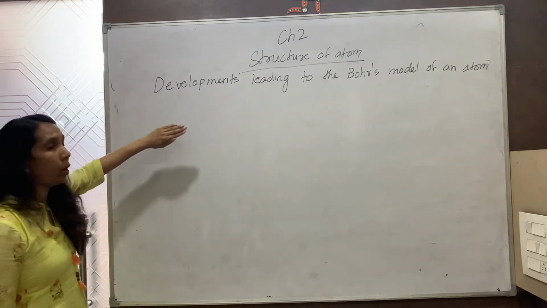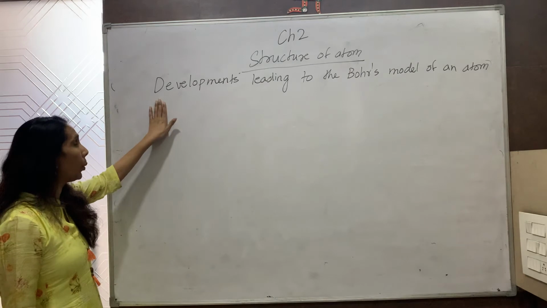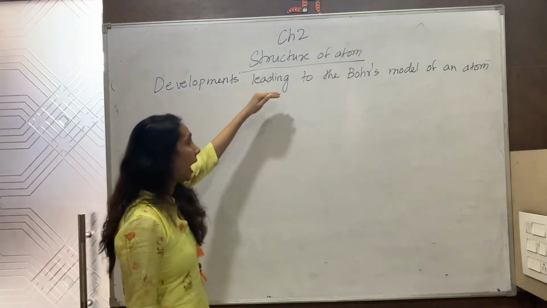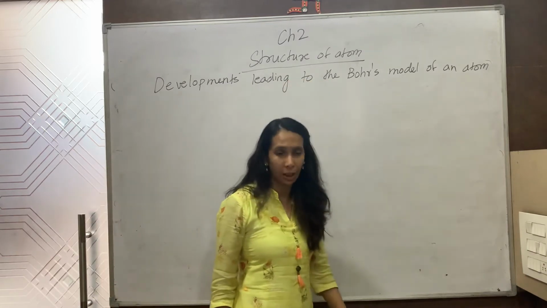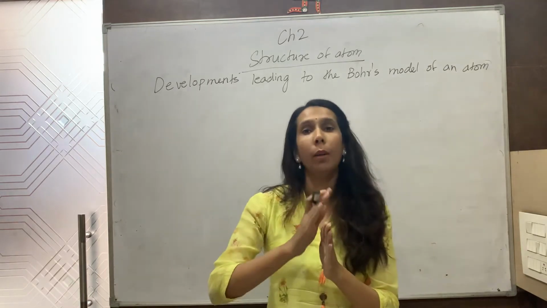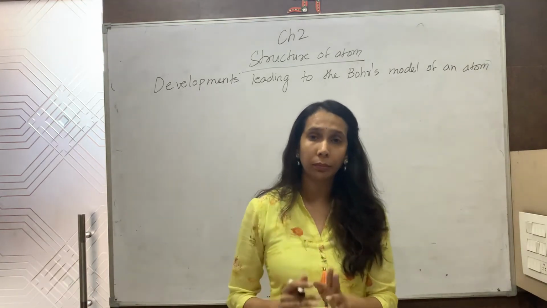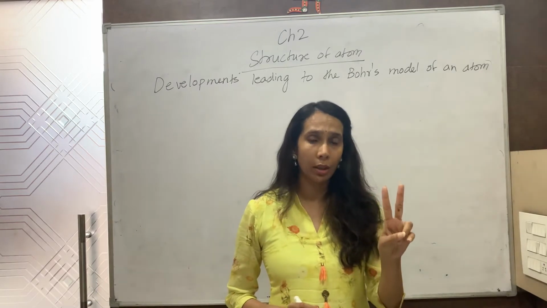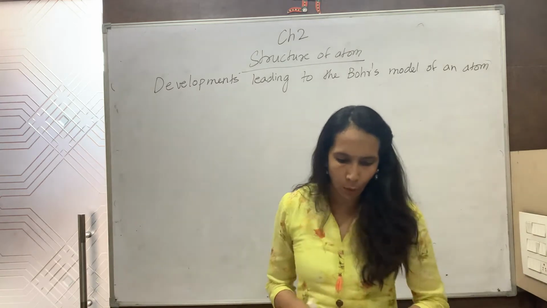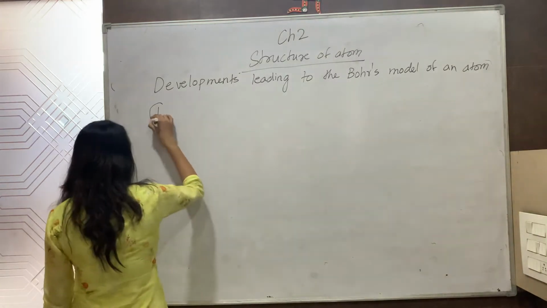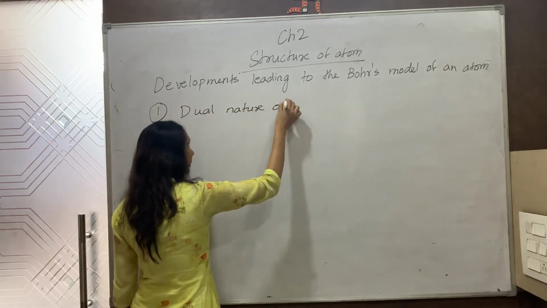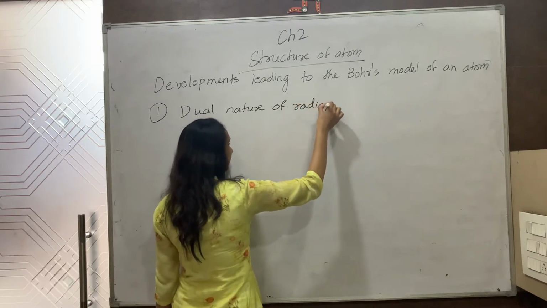But before doing Bohr's model, we are doing the different developments that took place that led to Bohr's model of an atom. That means the important discoveries that were made before Bohr gave his model. The two important discoveries which led to the development of Niels Bohr's model were, first, the dual nature of radiation, and we will study it in detail.